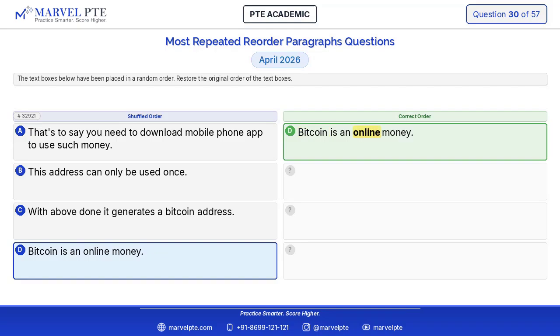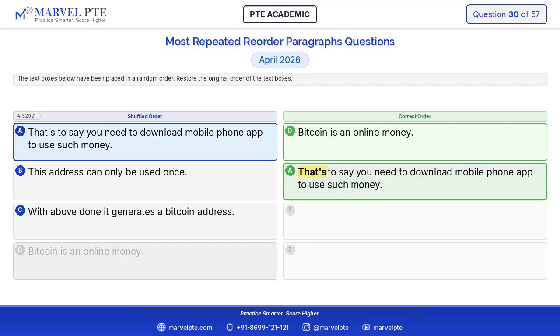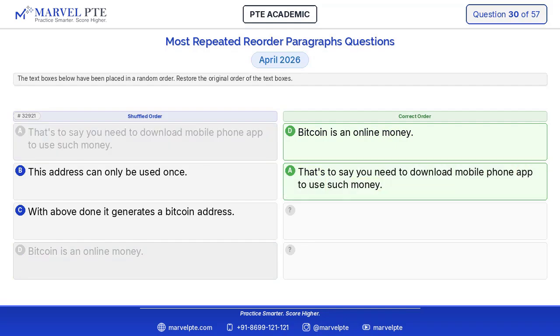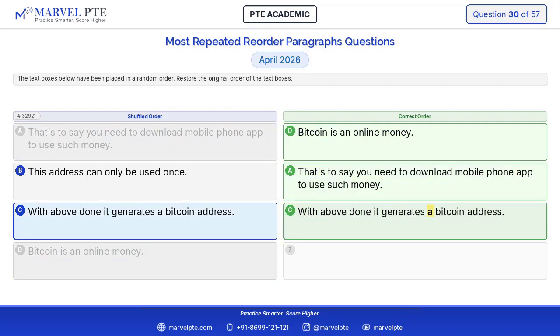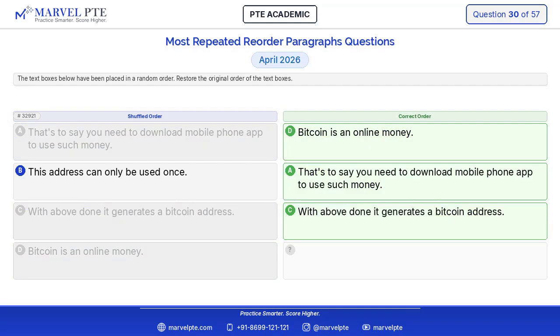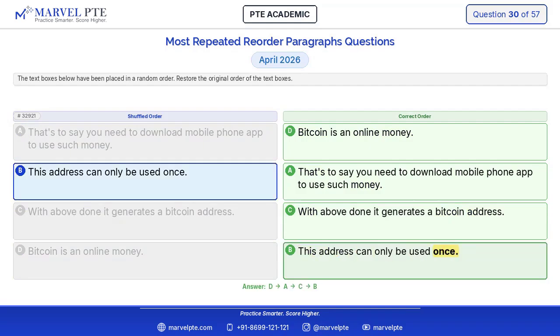Bitcoin is an online money. That's to say, you need to download a mobile phone app to use such money. With the above done, it generates a Bitcoin address. This address can only be used once.